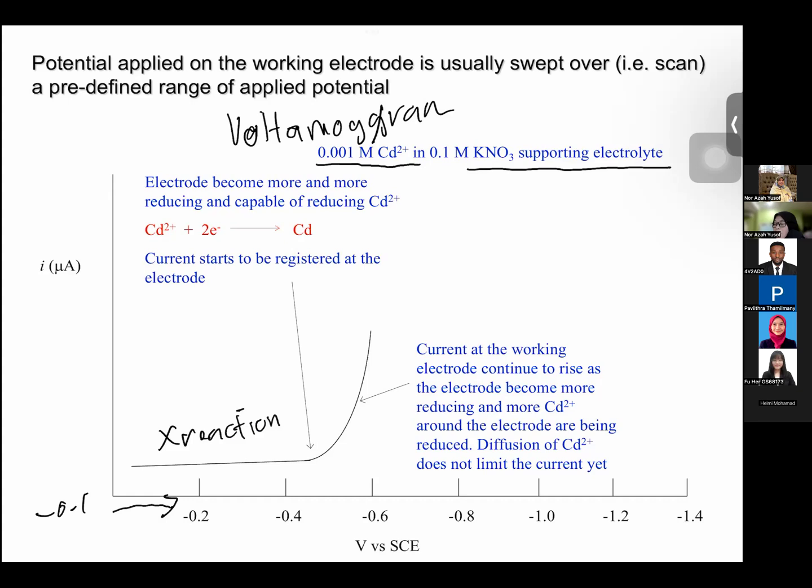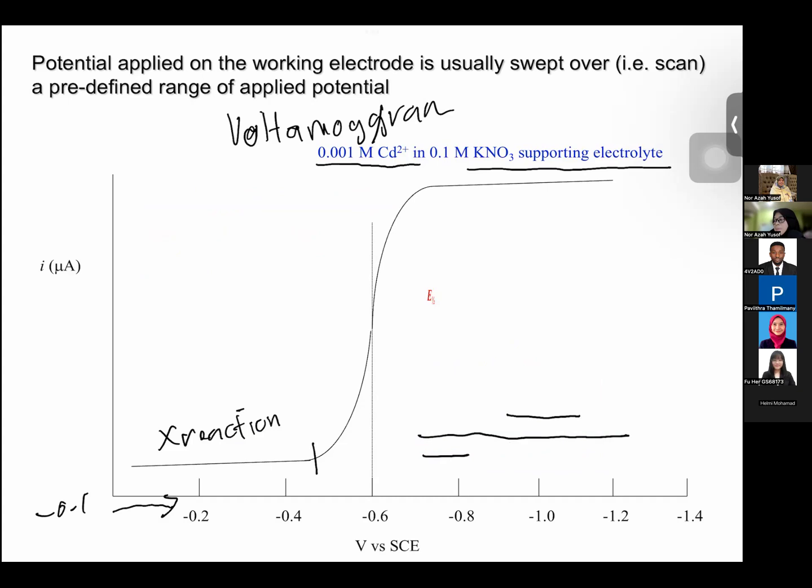But after some potential, we can start to see the current. So now probably more cadmium around the electrode is being reduced. Starting from here, cadmium 2+ is already starting to be reduced on the surface of the electrode. What do we have here?